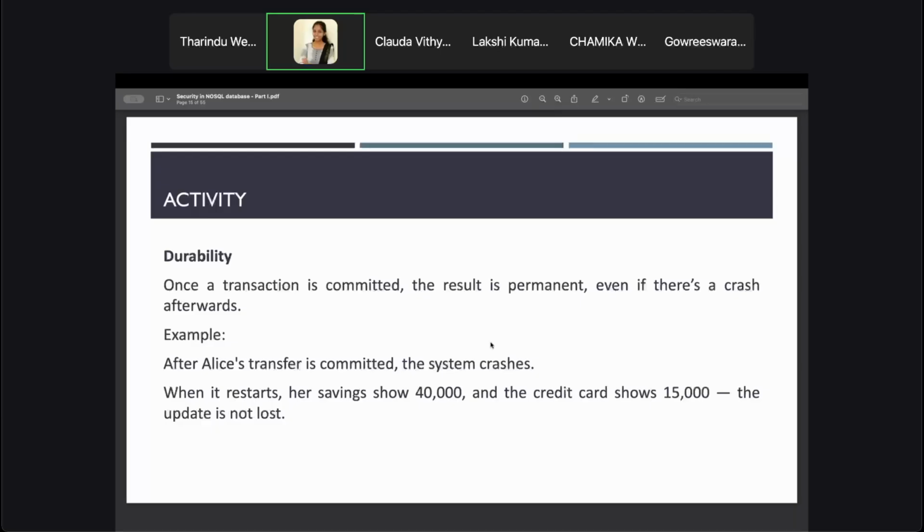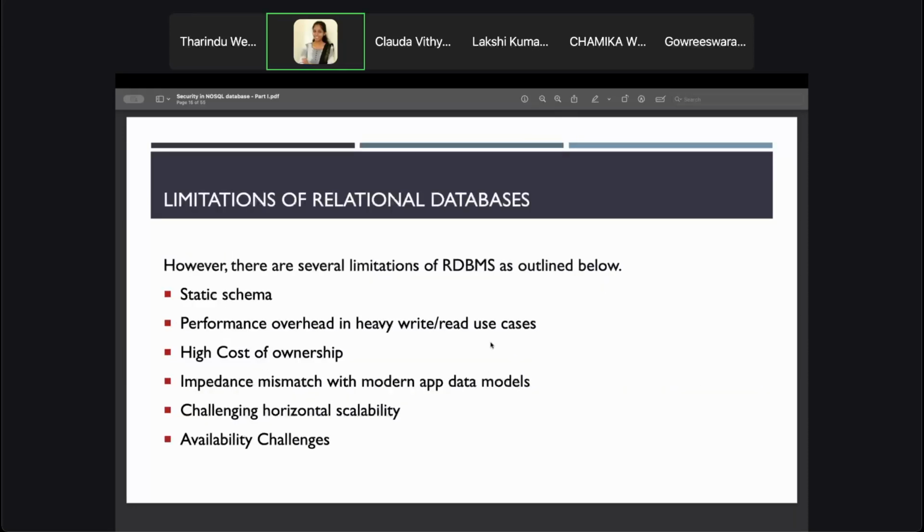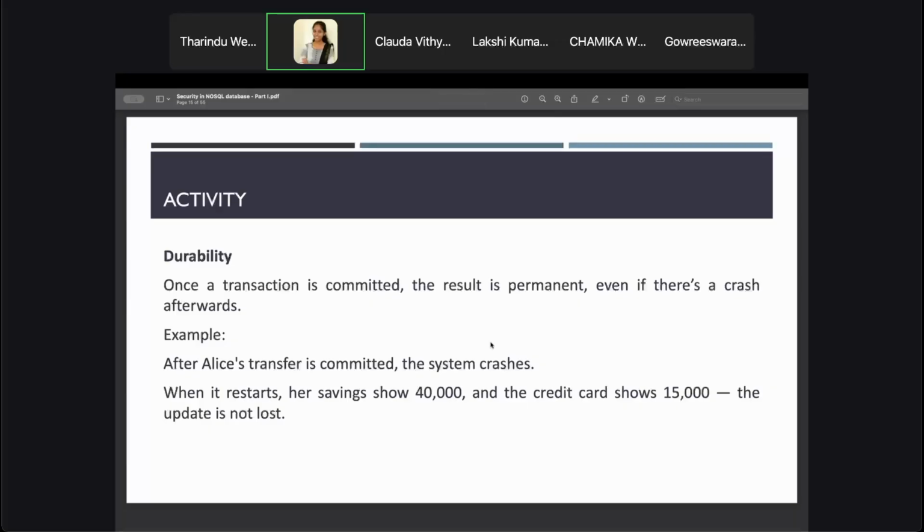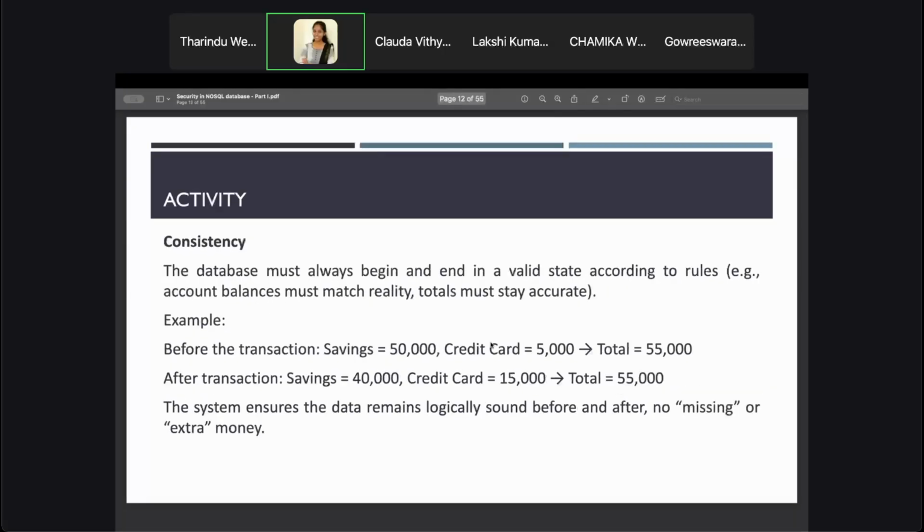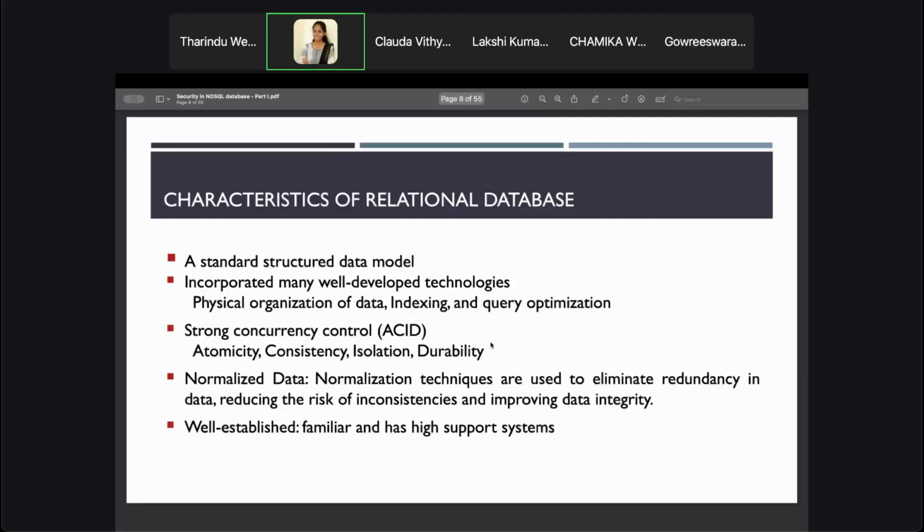So if you are using a relational database management system, you don't need to worry about any of these things. It is the relational database management system's job to handle all these properties and make sure your transactions follow all four properties, right? That will increase the data integrity of your system. That is about strong concurrency control mechanisms and ACID properties in relational databases.